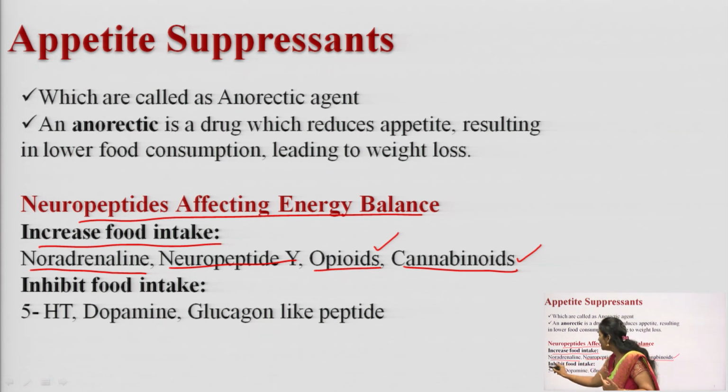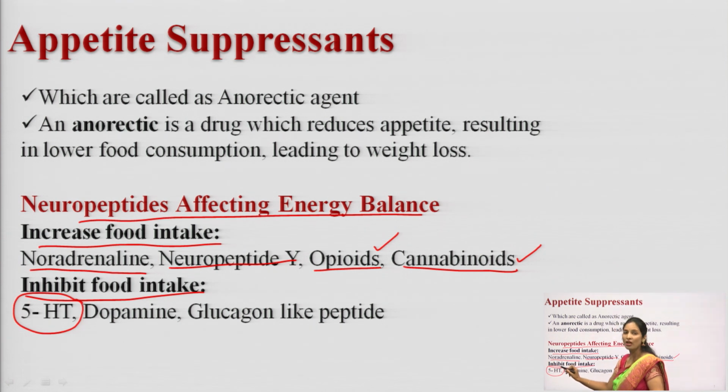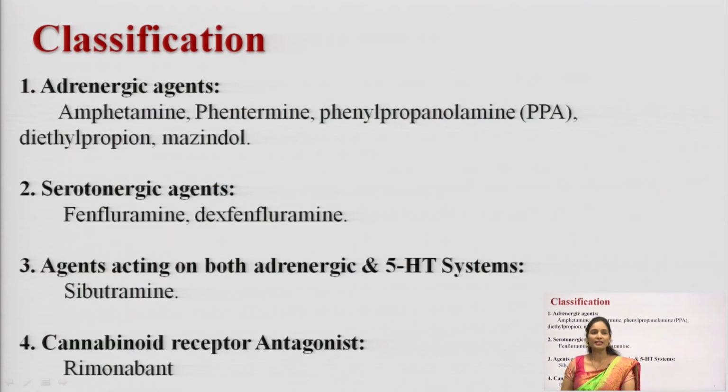Which drugs will inhibit the food intake? 5-hydroxytryptamine, which I also discussed in the previous lecture, acts through serotonergic neurons, which are responsible for decreasing the appetite. Apart from 5-hydroxytryptamine, dopamine and glucagon-like peptide will also inhibit the food intake. So, this is the background of appetite suppressants.